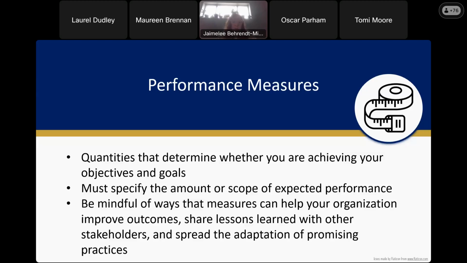We also want you all to be mindful of the ways that measures can help your organization improve outcomes, share your lessons learned with other stakeholders, and think about how you can spread promising practices, right? If you all are doing something really well, we want the community to know that. We want this to be able to spread in the ways that it can, so that we're able to serve communities more broadly and better. As you're thinking about these performance measures, we want you to think about what's going to be helpful to know and what's going to be interesting for you all to know.